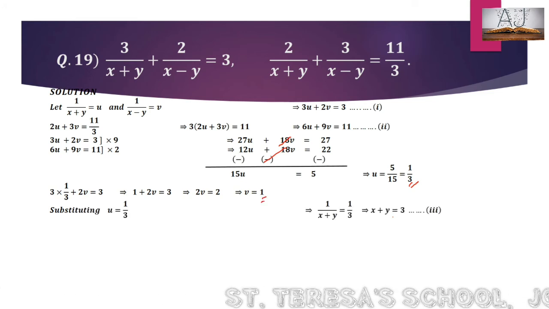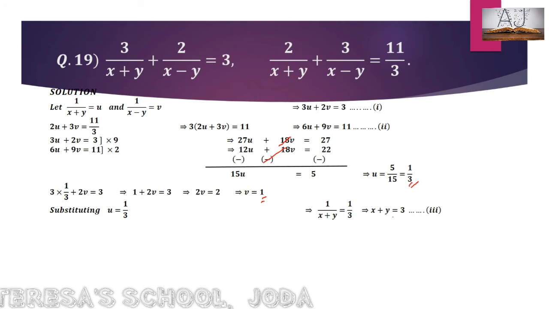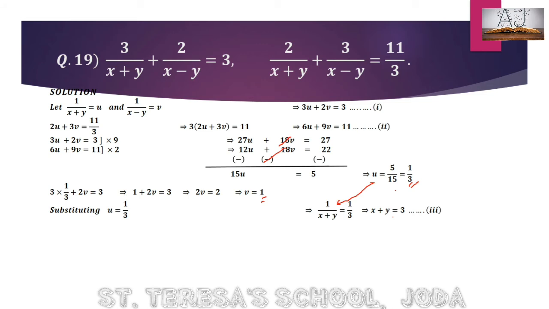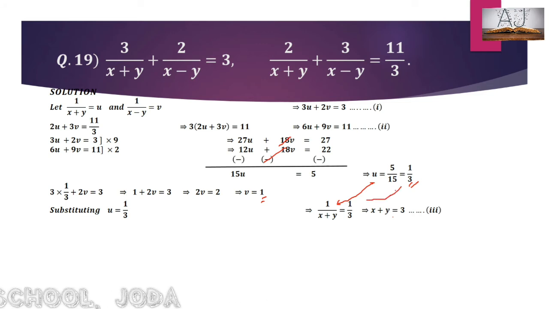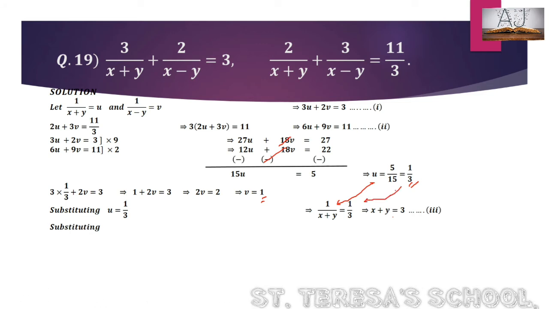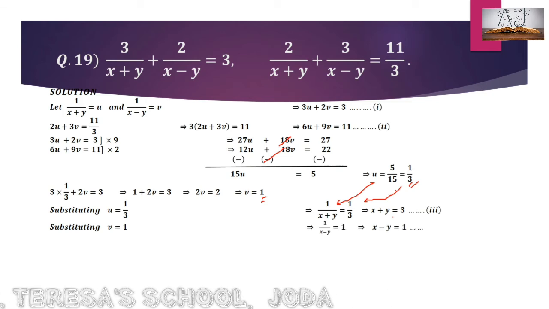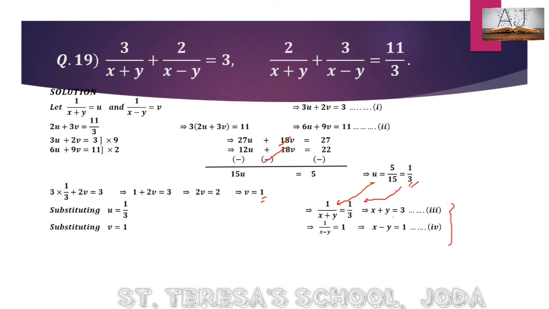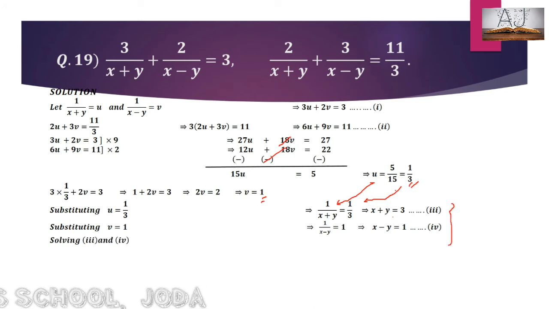Now we'll substitute back this value because we have taken 1 by x plus y as u. So 1 by x plus y is equal to 1 by 3. In place of u, we have put 1 by x plus y. So cross multiply, x plus y is equal to 3. Now for the second equation also we will do the same way. v is equal to 1. So 1 by x minus y is equal to 1. So x minus y equal to 1 comes.